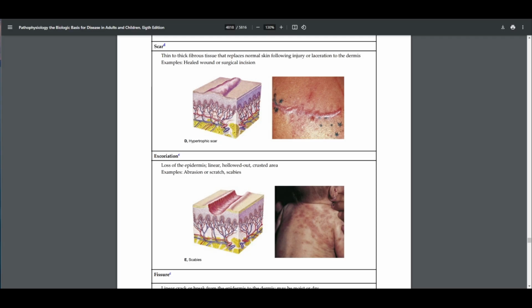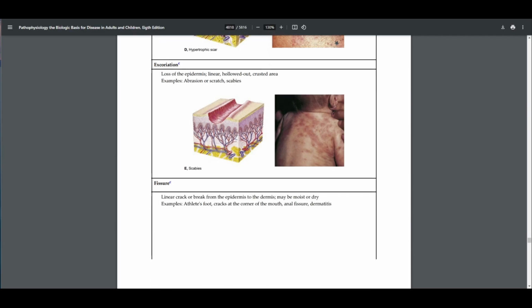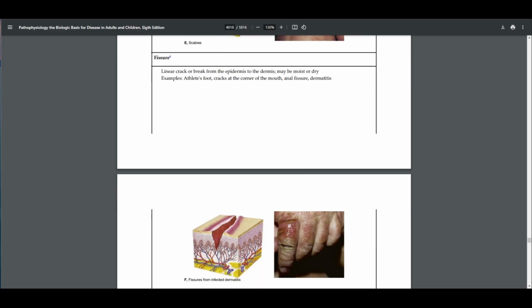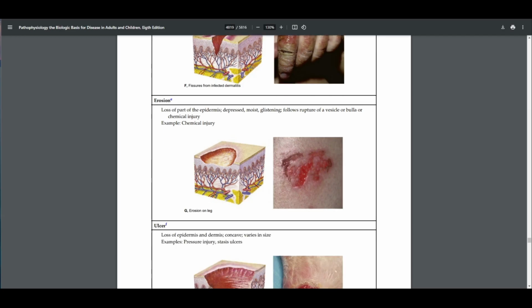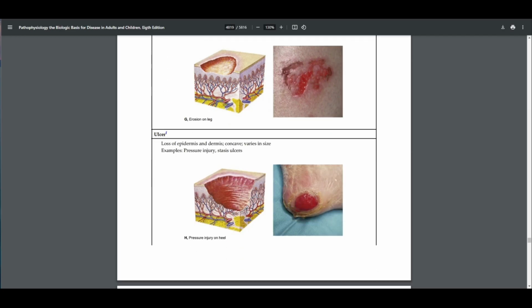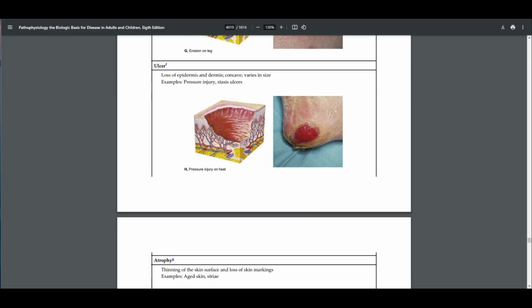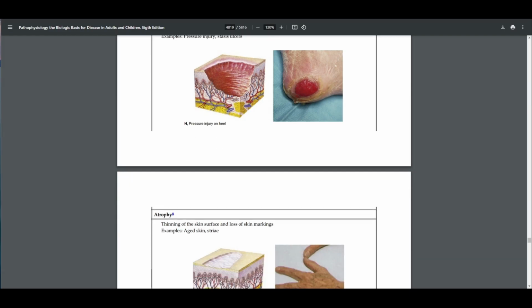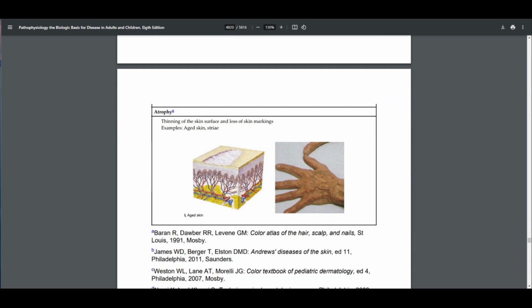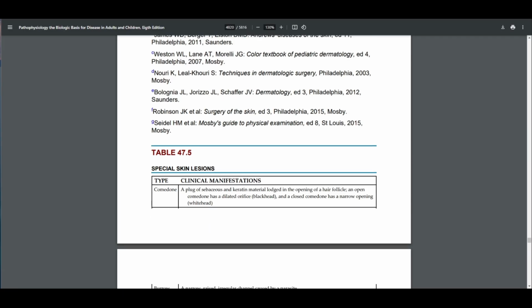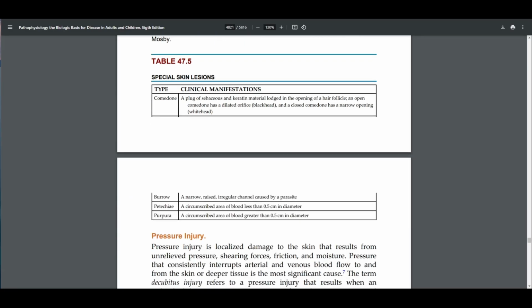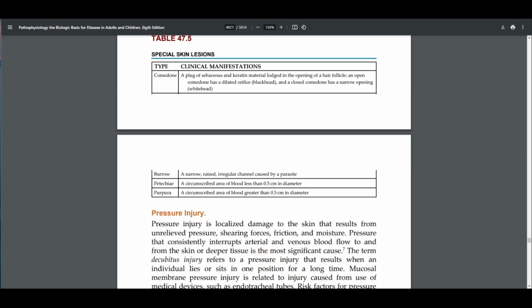Especially, you've got your scars, your excoriation, fissures, erosions, ulcerations or ulcers. And remember, we've got different stages for those. Atrophy. And now I think this is the last table here that they were talking about, special skin conditions, where I guess they don't have pictures for it. A comedone, a burrow, petechiae, and purpura.